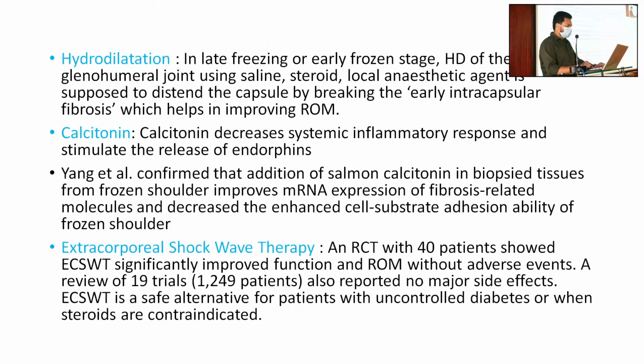Hydrodilatation, sir. In late freezing or early frozen stage, hydrodilatation of the glenohumeral joint using saline, steroid or local anesthetic agent is supposed to distend the capsule by breaking the early intracapsular fibrosis, which helps in improving range of motion.